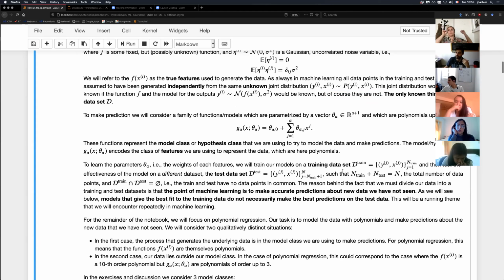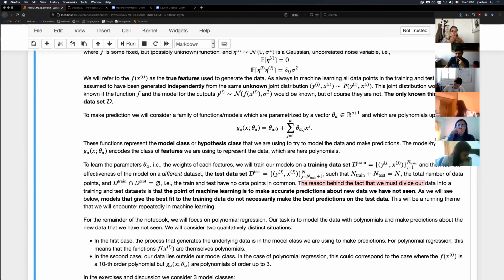And to do so, we will train our model on training data, and test afterwards the effectiveness of the model on a different data set, which is the test data. These are different data sets such that their union is the whole data, and they have nothing in common. This is very important. Otherwise, you create bias.